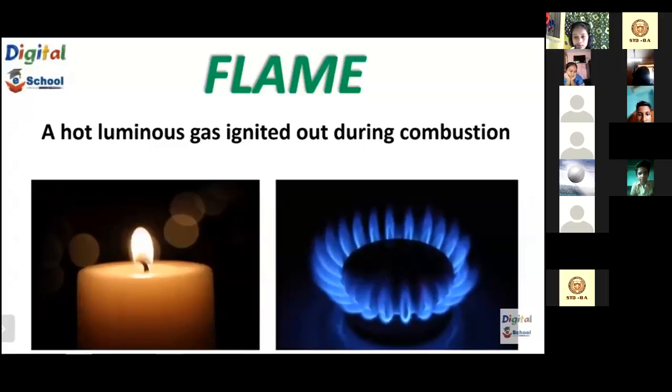Ma'am, it is the hottest. Yes, it is very hot, and it is in direct contact with the atmosphere. It is using more oxygen, right? In the case of candles, we can see a single flame. That means it is using less oxygen. And here, in the case of burners or ovens, we can see much more oxygen.